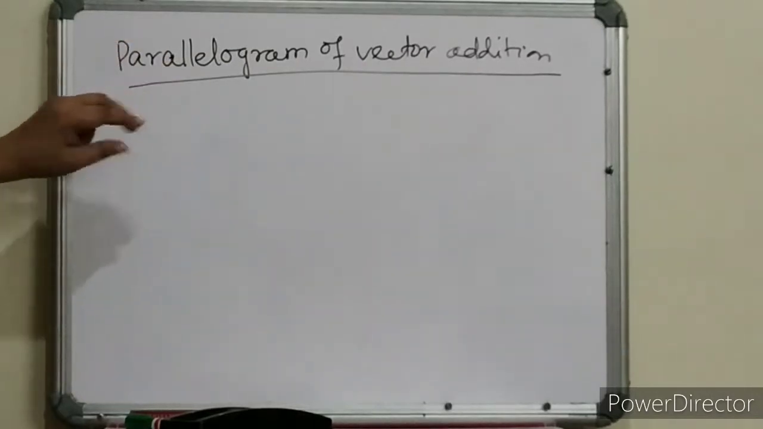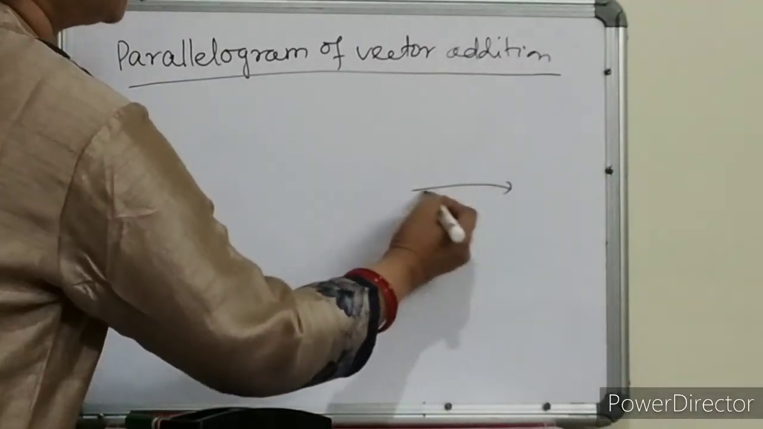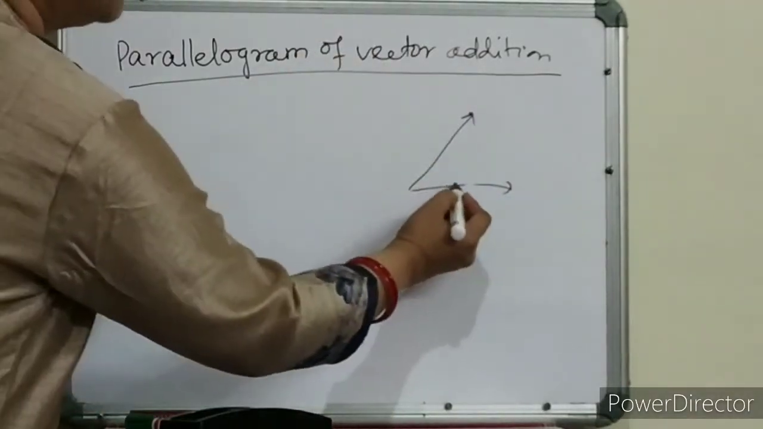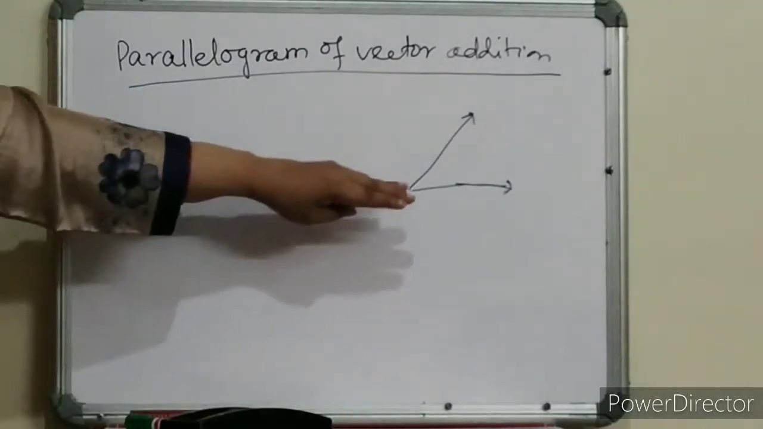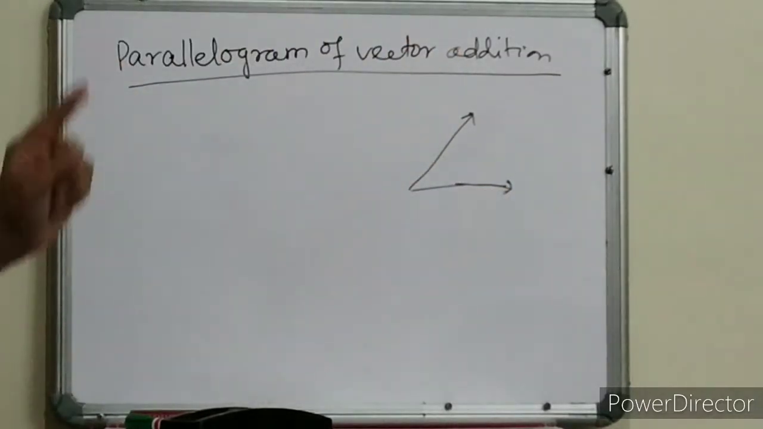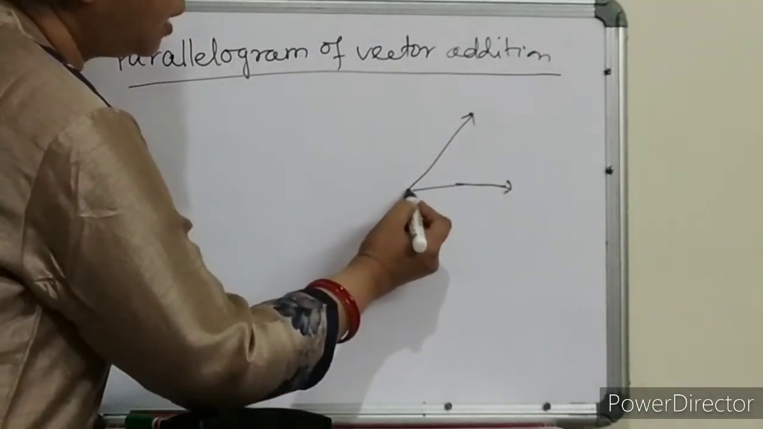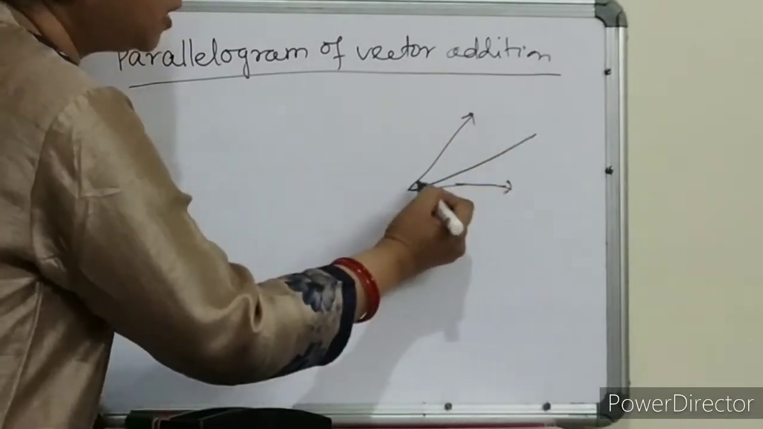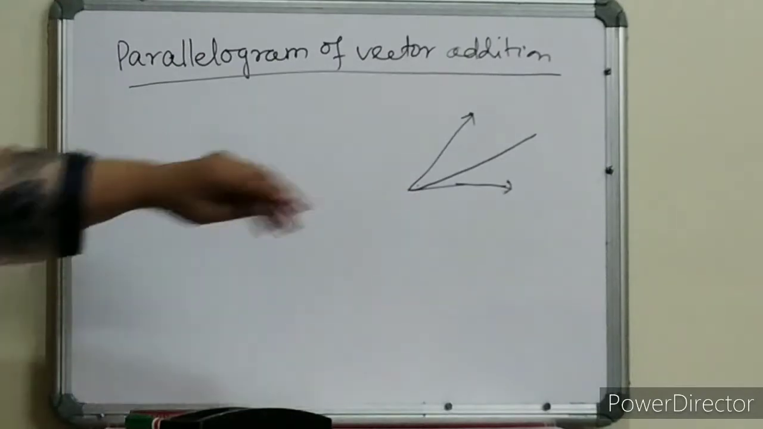The statement is: when two vectors acting on a particle at the same time are represented by the two adjacent sides of a parallelogram in magnitude and direction both, then the resultant will be the line drawn from this point, and this is the diagonal of the parallelogram.